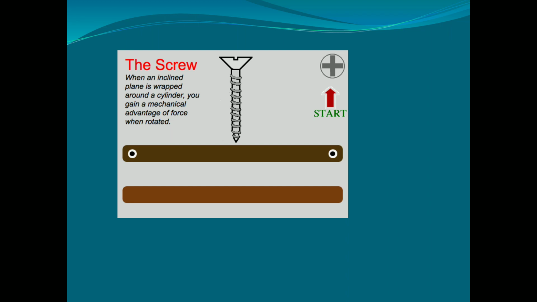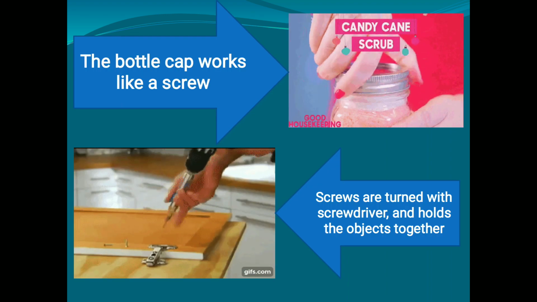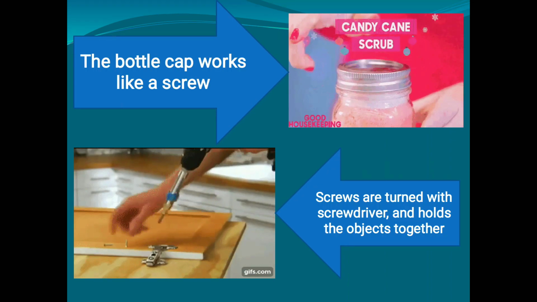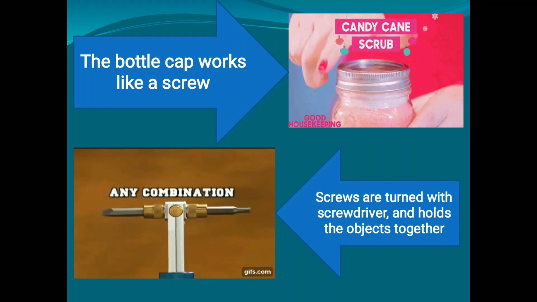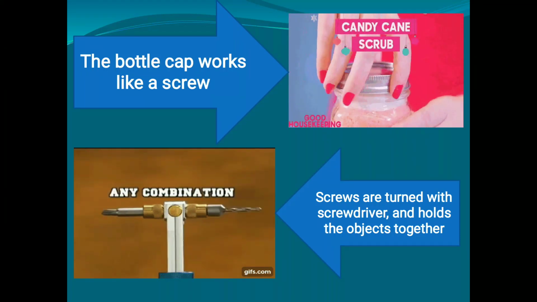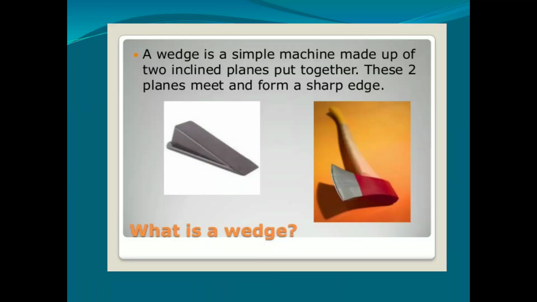The next simple machine we are going to talk about is the screw. A screw is a simple machine made when an inclined plane is wrapped around a cylinder. You gain a mechanical advantage when it is rotated. The bottle cap works like a screw. Screws are turned with a screwdriver and hold objects together.